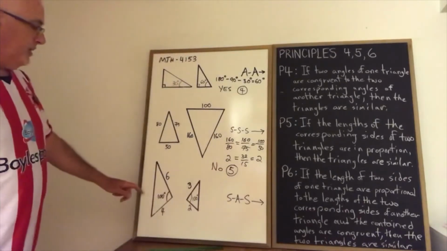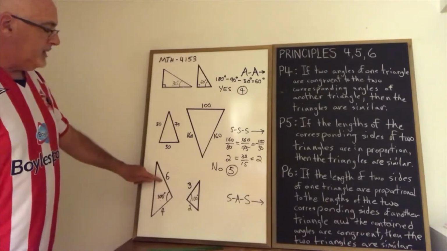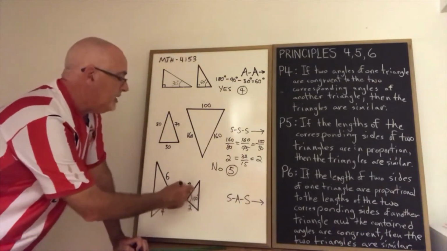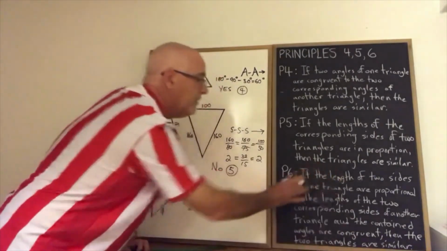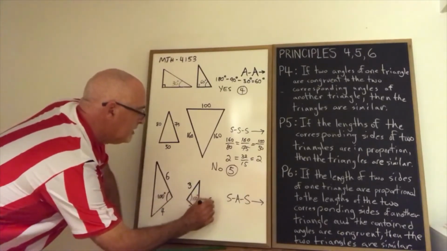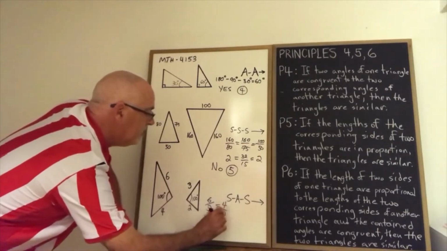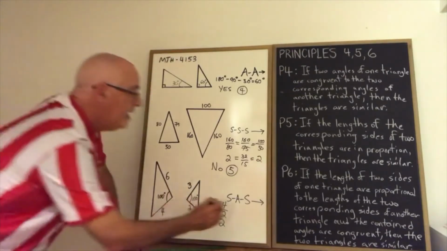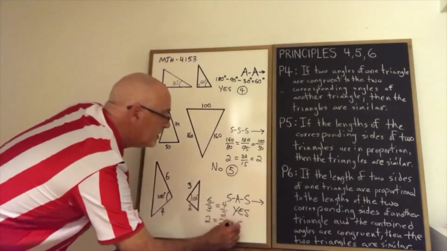In the third example, we have a 100-degree angle between two sides of 6 units and 4 units. In the other triangle, we have a 100-degree angle again in between sides of 3 units and 2 units. The 100-degree angle part is fine, and that's agreeing with the rule given in principle 6. But I need to take a look at these side lengths. I can say that 6 over 3 is equal to 4 over 2. Both reduce to give 2. Those sides therefore are in proportion. I'm able to say yes. And my justification is that I used principle 6.